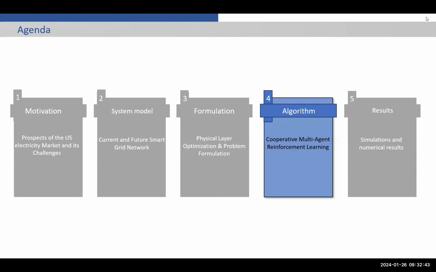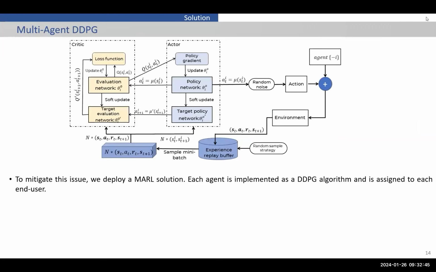So the algorithm that we have used is a cooperative multi-agent reinforcement learning. We use the multi-agent deep deterministic policy gradient. This is the setting of the multi-agent DDPG. So here you see that we have the agent here. So the DDPG, for those of you who may not be familiar with reinforcement learning, is a technique of machine learning.